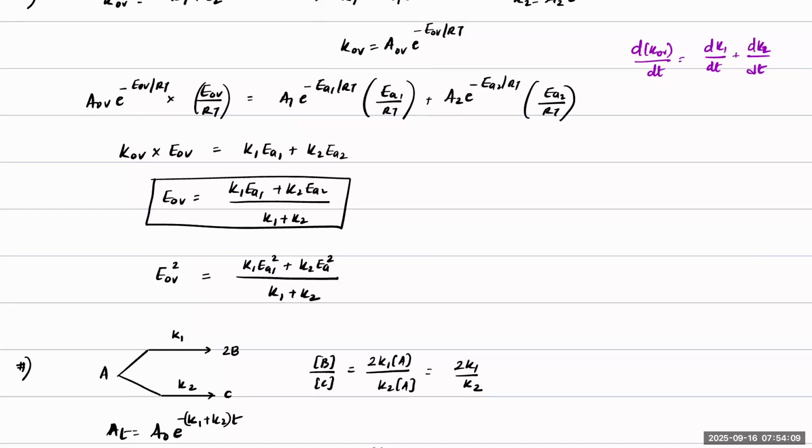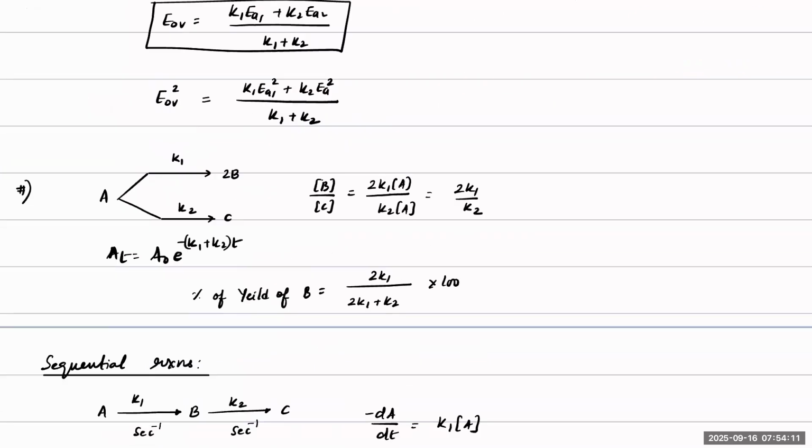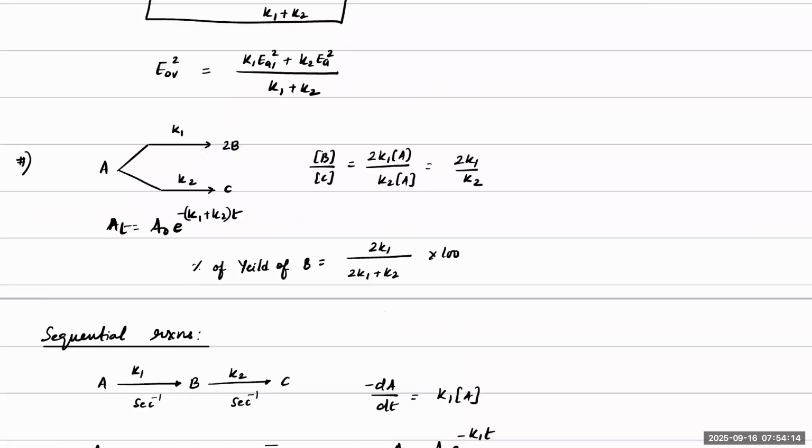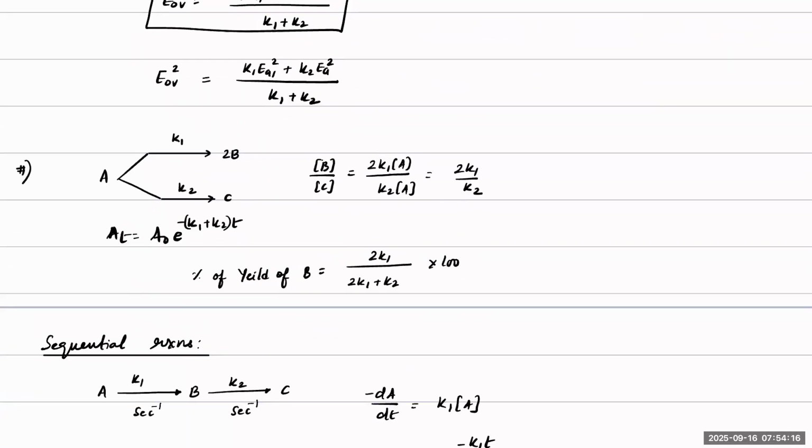Any doubt? Notice, if this is how it is given, A is giving 2B and C. And you know that the concentration of B by C should be equal to 2K1A by K2 into A, correct? Why 2? Because you're getting 2 times B here, isn't it? So this will be the ratio now. So the percentage yield of B will be 2K1 by 2K1 plus K2.